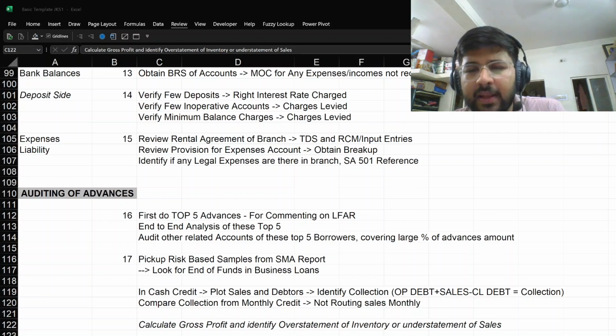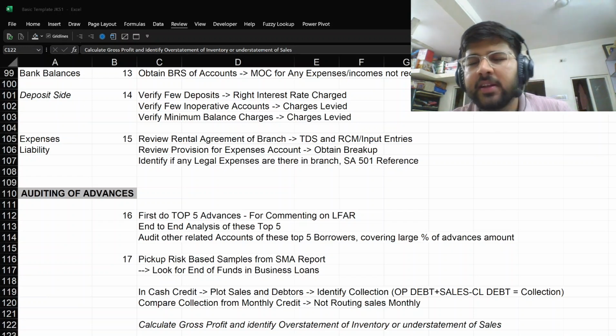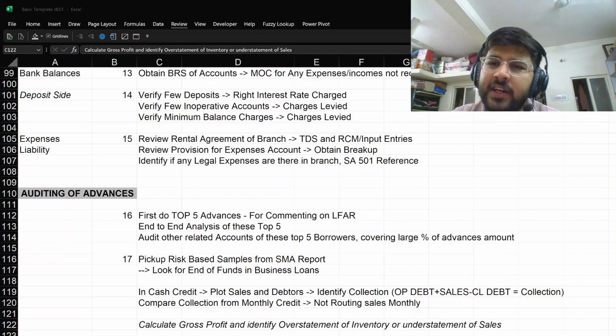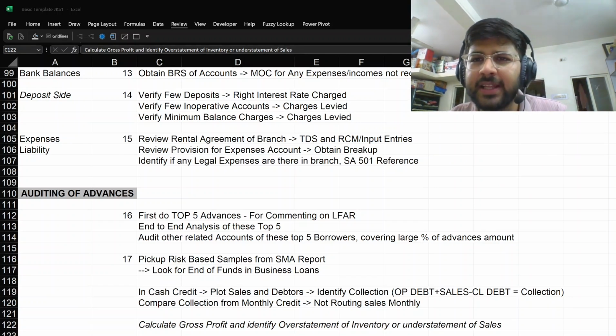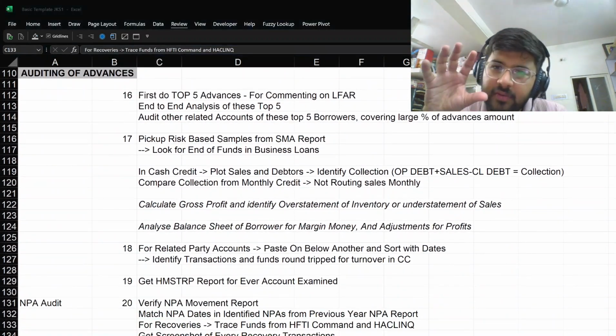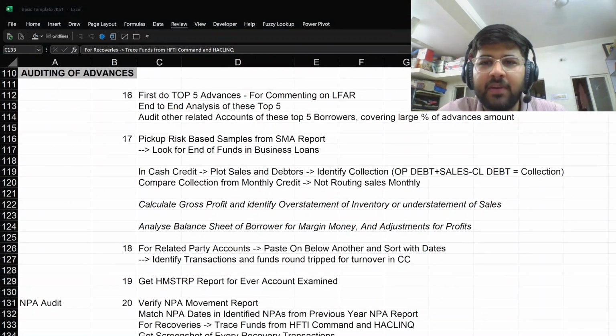You should compare the collection amount with your monthly credit balance, monthly credits, and this should give you an idea of how much sales is being not routed through your cash credit. And then you should calculate gross profit and identify if there is any overstatement of inventory or understatement of sales. All this analysis could be done by using their submissions. Okay. You can also analyze the balance sheet of the borrower, whether he has put in the required margin money and whether a fund fusion certificate has also been obtained.